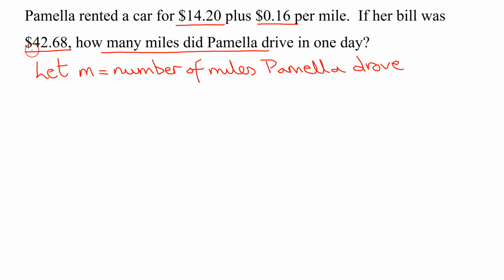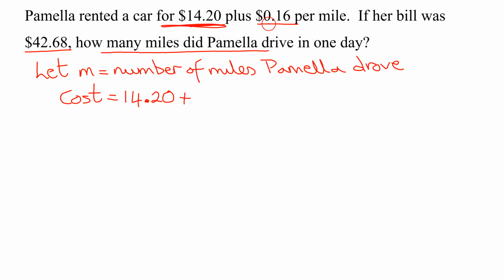Now we have to figure out how her total bill was figured out. So what was the cost? The cost was made up of two parts. The first part is the fixed part of $14.20 that she gets charged irregardless of how many miles she drives. Then she has to pay the cost for the number of miles driven.